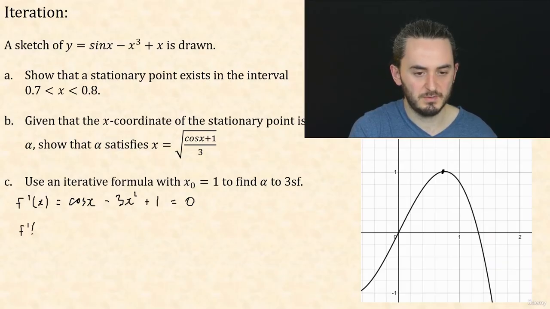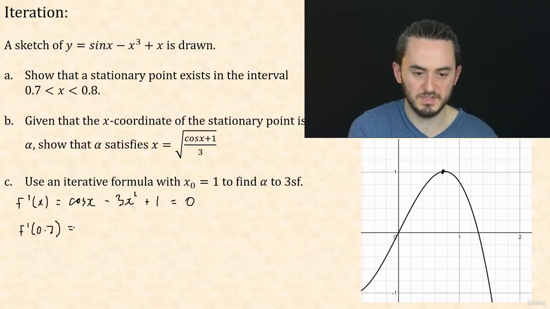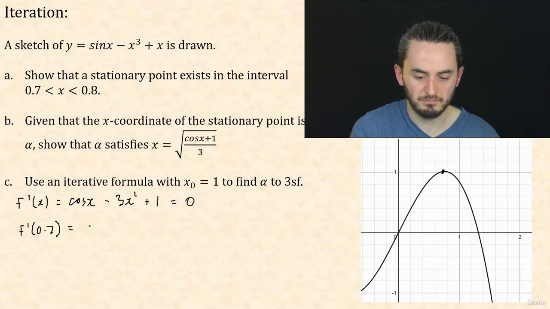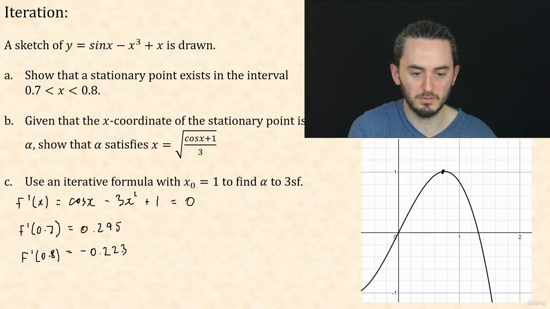The stationary point should be when that's 0. So what is the derivative at 0.7? At 0.7, I do cos 0.7 minus 3 times 0.7 squared plus 1. And what do I get? I get 0.295, which is positive. And what about at 0.8? If I sub 0.8 into my derivative, I get minus 0.223.